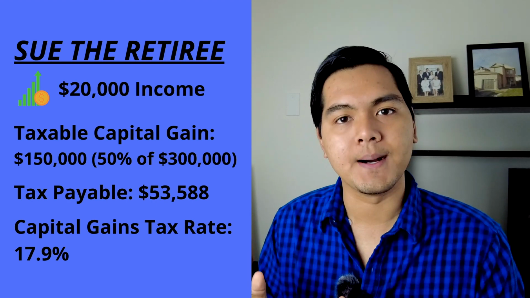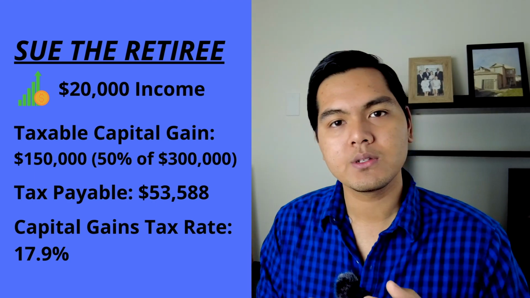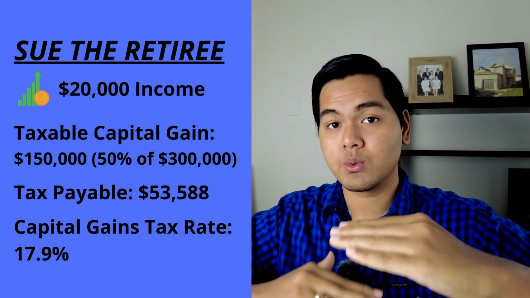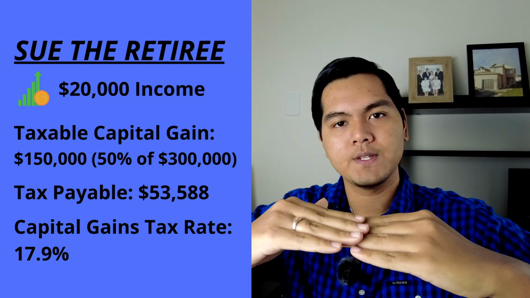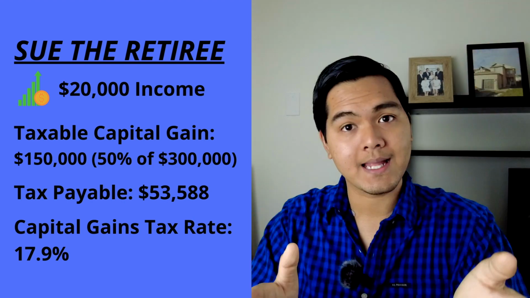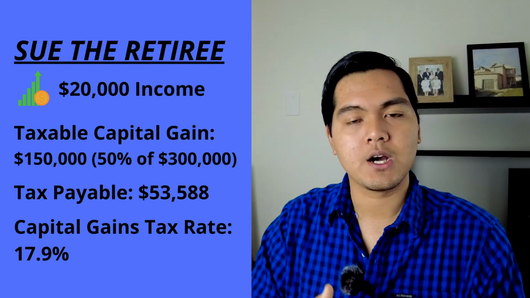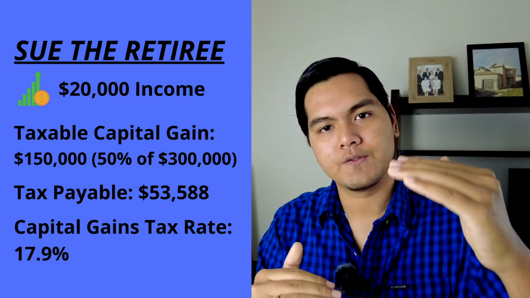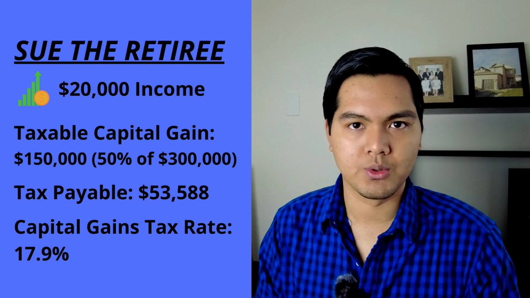added to her income. But however, like I mentioned, because in Canada we have a progressive tax system, since her income is only $20,000, the $150,000 gets added to that. So that specific year, she makes $170,000. However, the earlier stages of the tax brackets are taxed at much lower rates.